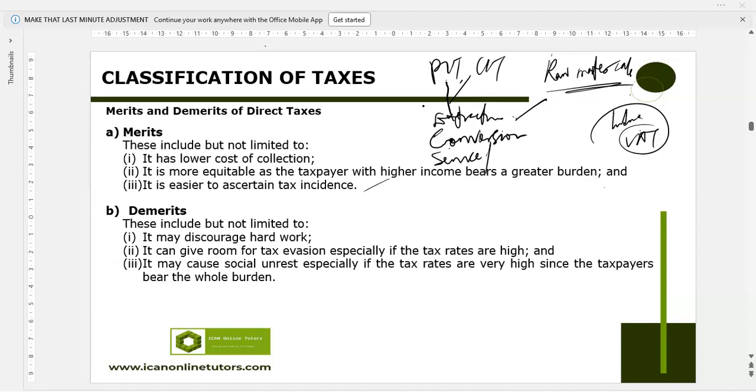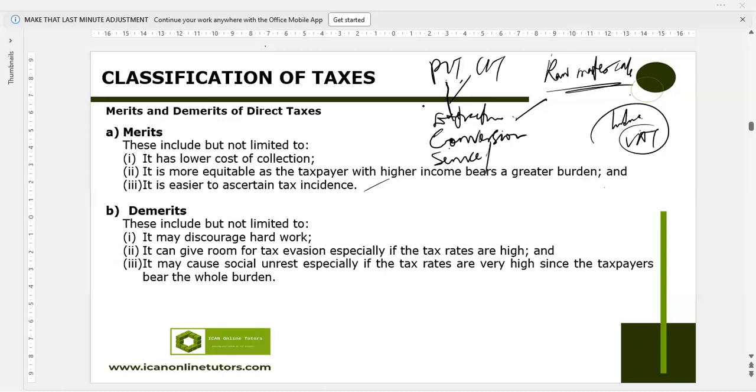Then people tend to hide what they do. Also it gives room for tax evasion, especially if the tax rates are high. Because when people are doing their business in their home or in a small place, they don't have it registered. How does the government capture such? Even those that are duly registered with the Corporate Affairs Commission are not all known to the FIRS, not to talk of the ones that are not registered at all. So it gives room for tax evasion.